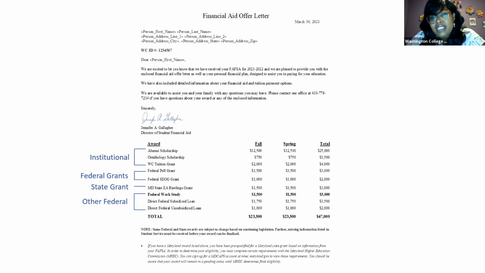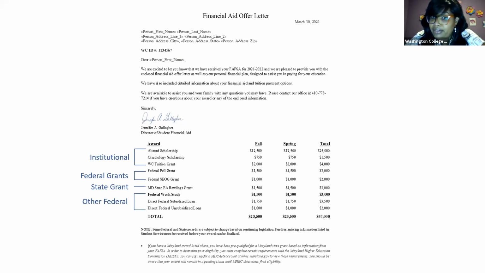So what I did with this sample offer letter, I wanted to list out all the possible, well, most of the possible scholarships that you could receive if you were to get the institutional, federal, the state, and the other federal, right? Again, some may have it, some may not have all of these. Totally fine, right? So the first one has your alumni scholarship.